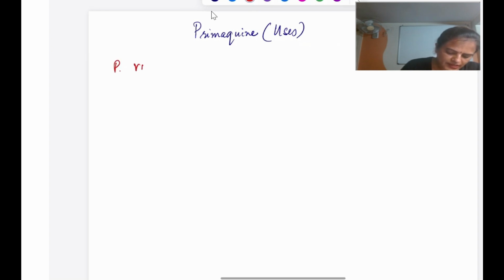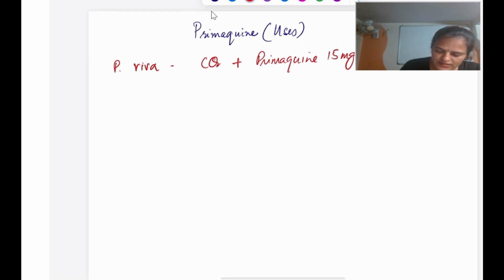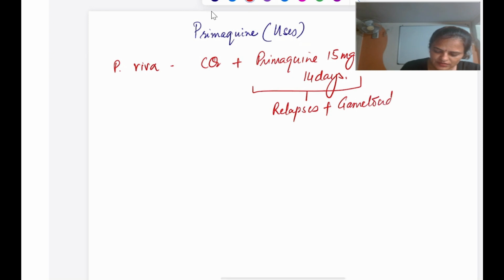So in Plasmodium vivax, we are going to give the patient chloroquine plus Primaquine. For how many days? 15 milligram for 14 days. So this is going to take care of relapses, so no relapses, plus it is also going to have a gametocidal action. Rather, chloroquine itself has a gametocidal action in case of Plasmodium vivax.